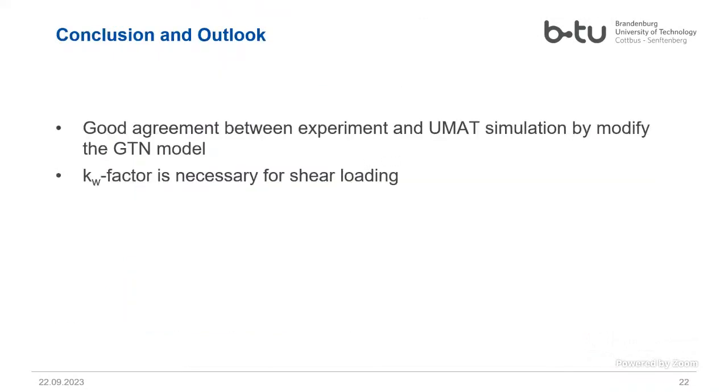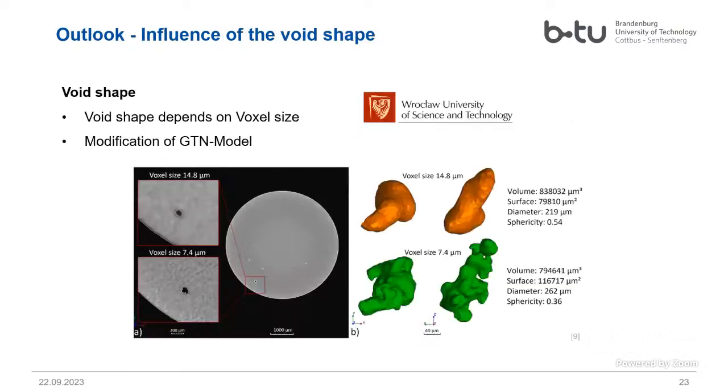And yes, a conclusion: we have a good agreement between the user material routine implementation and our modified model. With the KW factor, what we see is that it is very sensitive and that we have a good possibility to use it. What we would like to do in the next steps is what I said before, the void shape.